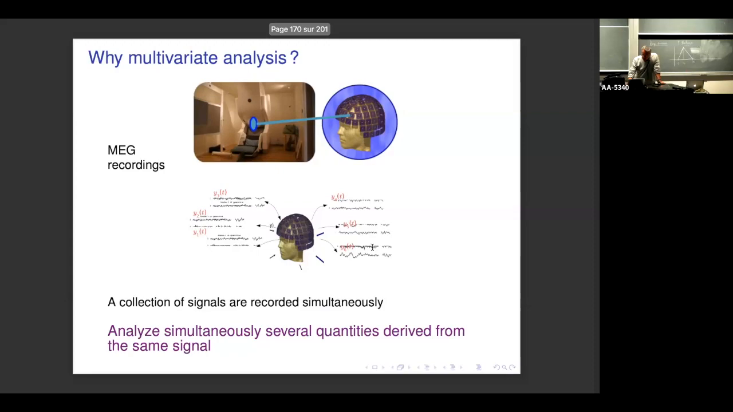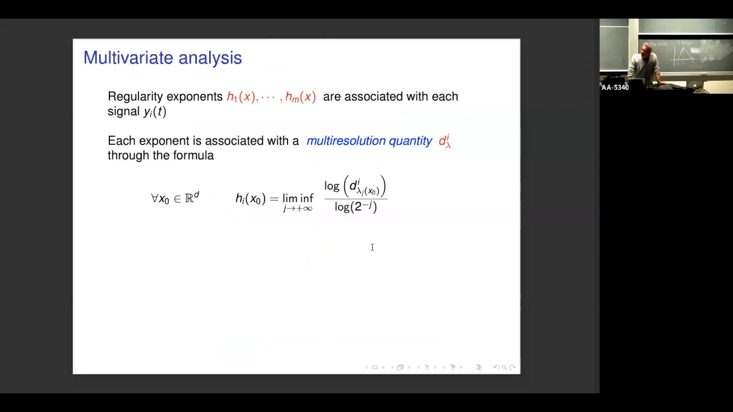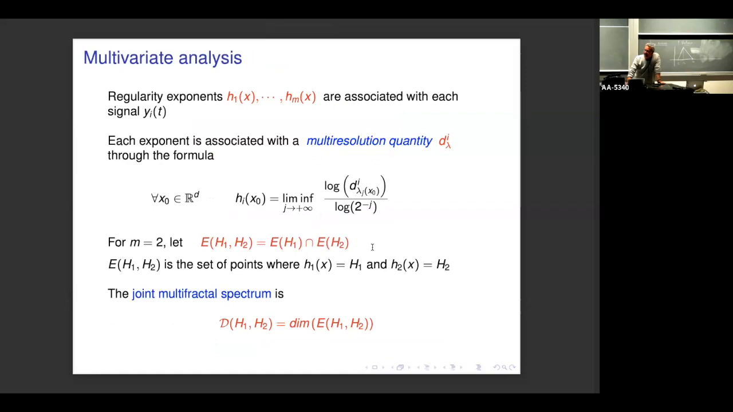Okay, so you start with M signals. For each signal, you have a certain regularity exponent, and you have a corresponding multi-resolution quantity, as usual, given by the same log-log regression formula. And what you are interested in is computing the joint multifractal spectrum. So I set M equal to 2 to keep things simple here. So we assume that we have two signals. And you're interested in determining the Hausdorff dimension of the set of points where the first exponent takes a given value and the second exponent takes another value.